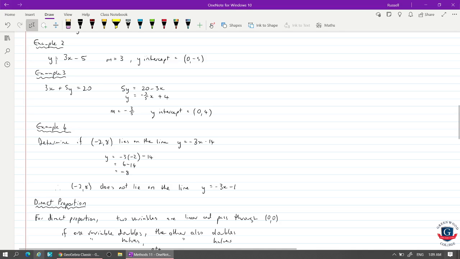Example 2, we have an equation y equals 3x take 5. Find the gradient and the y-intercept. Well, the gradient's 3, the y-intercept will be 0, negative 5.